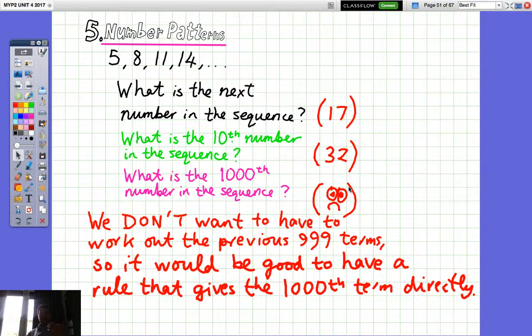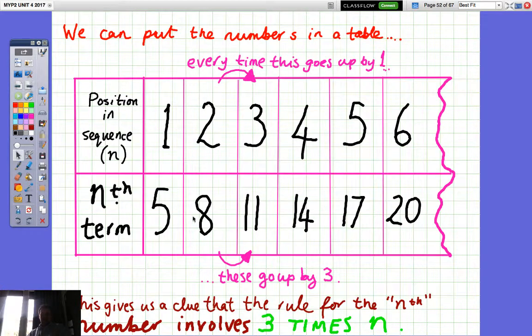So it would be a good idea to have a rule that took us directly from the number 1000 to the 1000th term without having to work out all the previous terms. So that's what this is all about. So if we think about the positions in the sequence, 1, 2, 3, 4, 5, 6, and then the term that holds that position, so 5, 8, 11, 14, 17, 20.